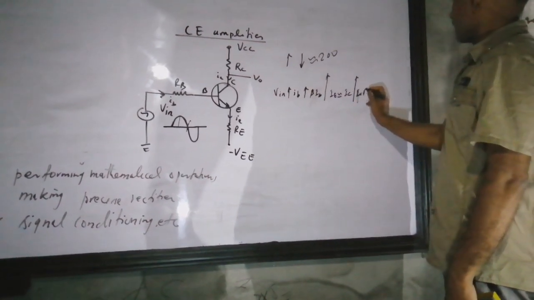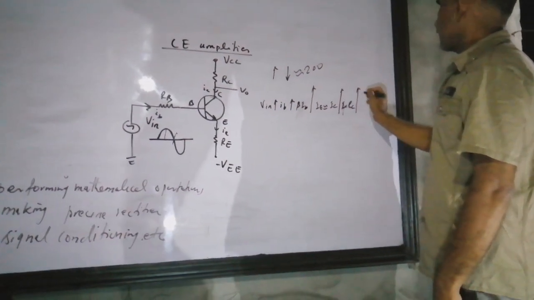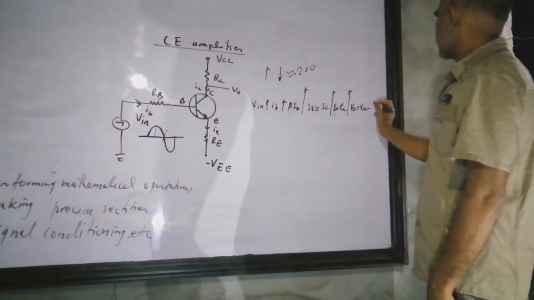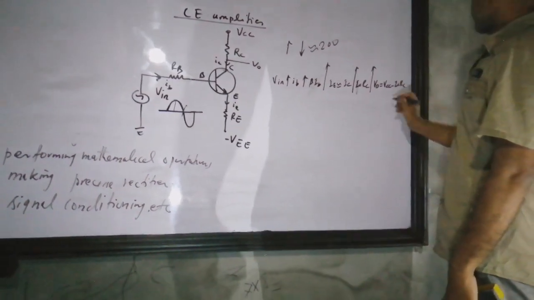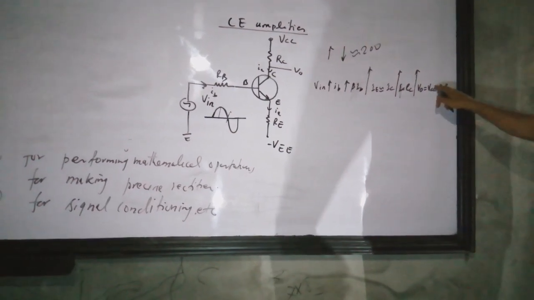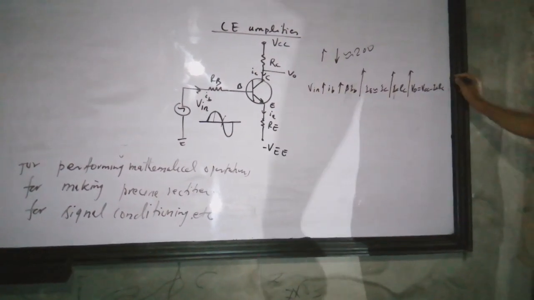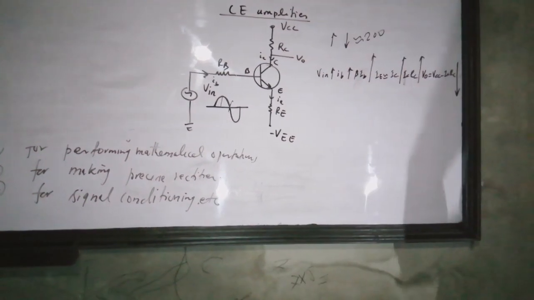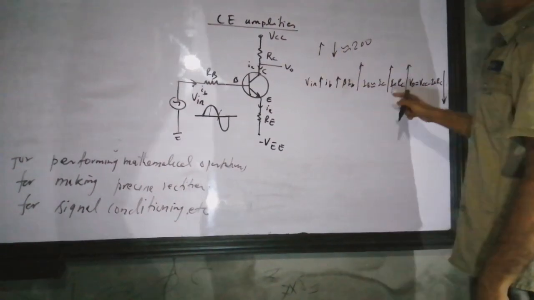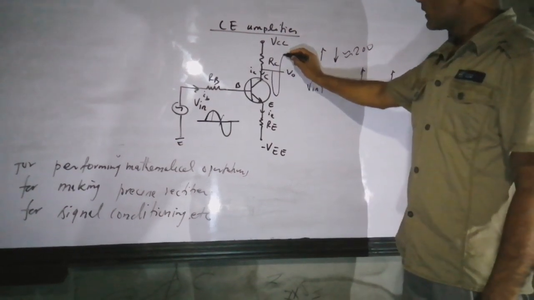If IE increases, IC increases, then the ICRC drop in the collector resistor also increases. If this increases, then Vout is VCC minus ICRC. You can easily see that this term is increasing, so the result will decrease, because VCC is constant. So what do we get here? If Vin increases, Vout decreases, not only decreases, much decreases. So there is amplification, and it will be out of phase.